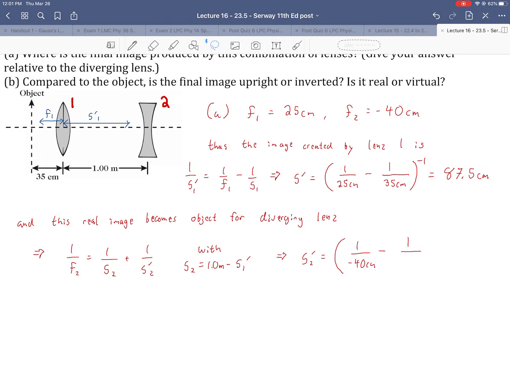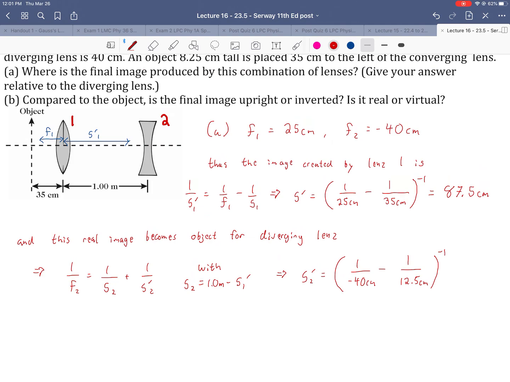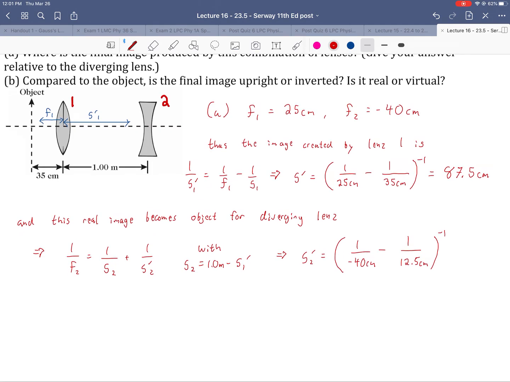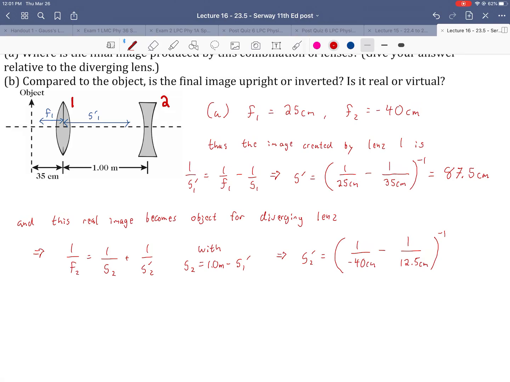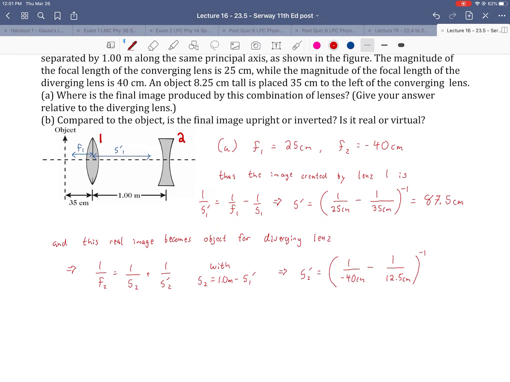Okay, and so when we do that, if I take 100 centimeters and minus the 87.5 that we got, then I get 12.5 centimeters here. Okay, and it's a positive value, so 12.5 centimeters because it's an object, and object distances are always positive. So that's going to be my S2. All right, and then give your answer relative to the diverging lens. So this will be our final answer.